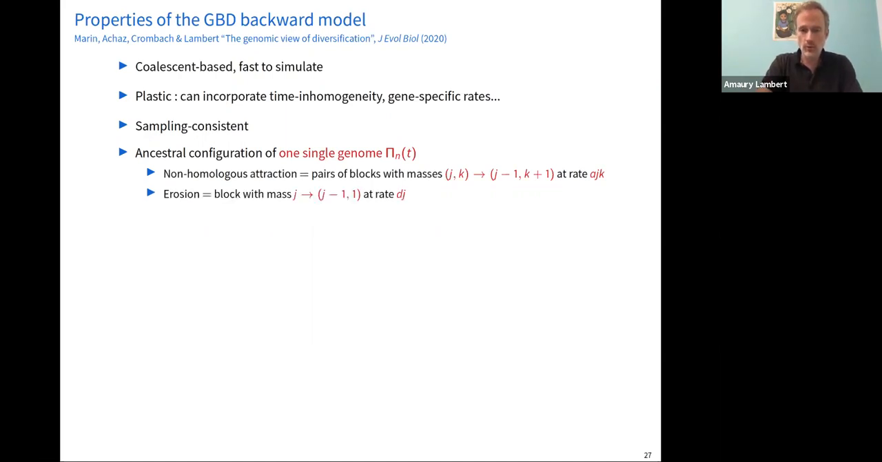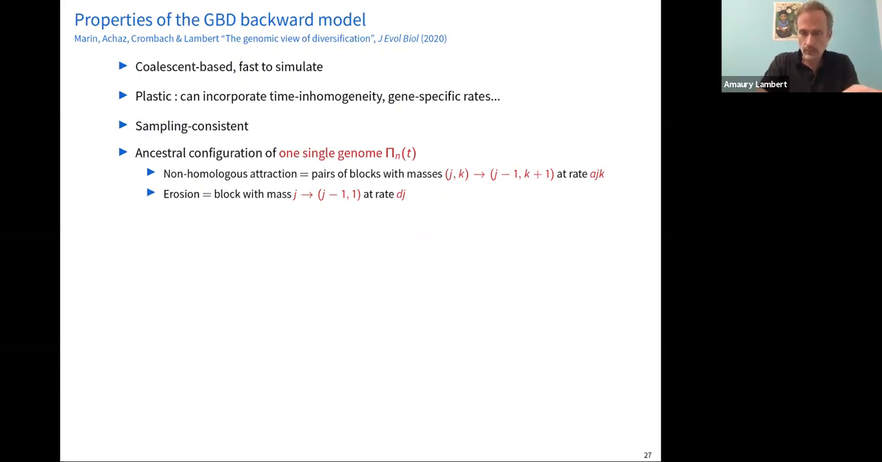And an erosion has the effect of transforming a block with mass J into 2 blocks with mass J minus 1 and 1. Okay, the erosion means a singleton that leaves the block and forms its new block by itself. And this occurs at rate DJ.